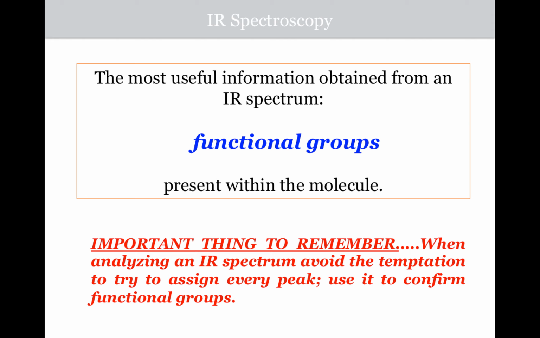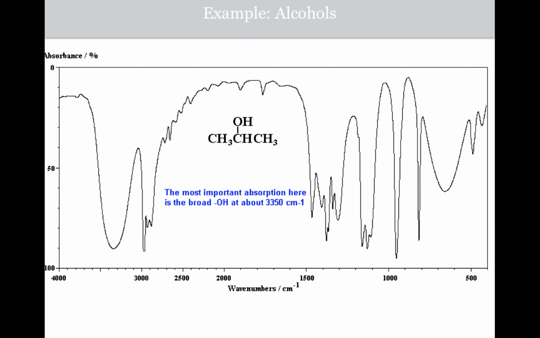You can only use it to have a general idea about functional groups in the molecule. I'd like to give some examples about IR spectrum. The most visual functional group is alcohols in IR spectrum. It shows a very broad and strong peak around 3300 wave number.